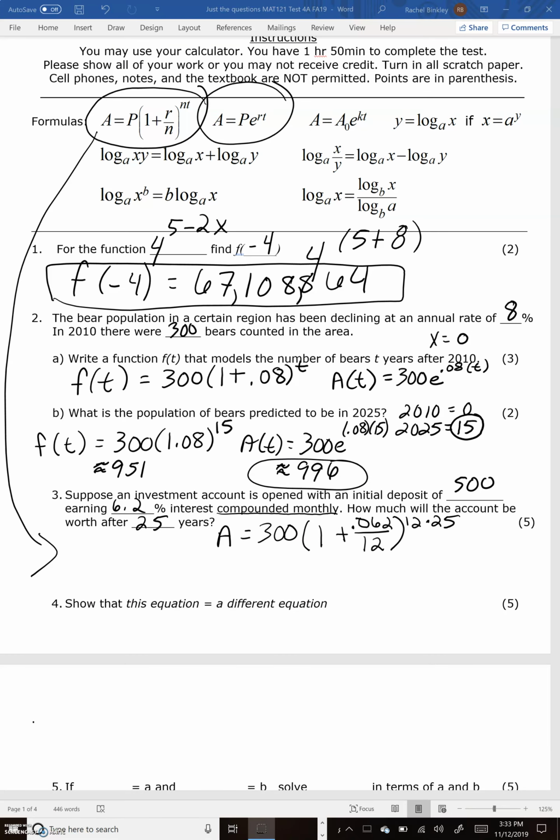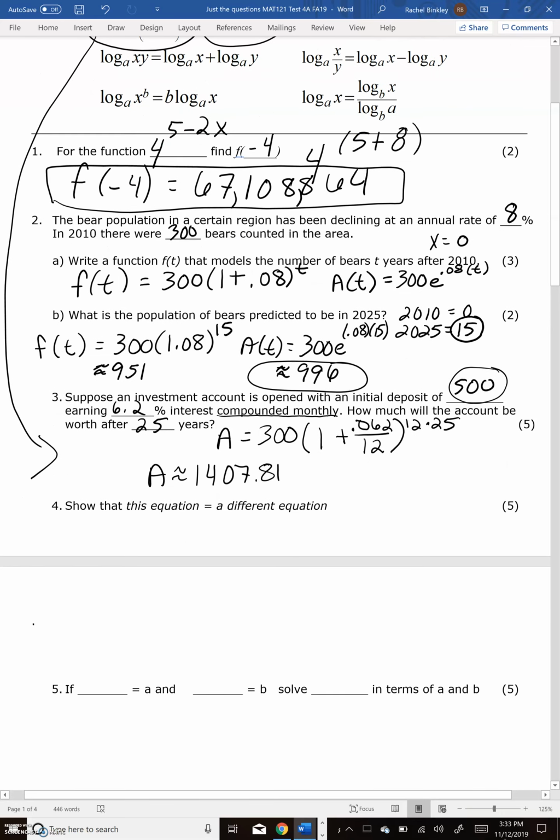You guys, so I put them into the calculator, and we got that after 25 years, our account is going to have approximately $1,407.81. Okay. So, deposit more than $500. That's why for retirement accounts, we need to be adding to it monthly to make that number be growing more.